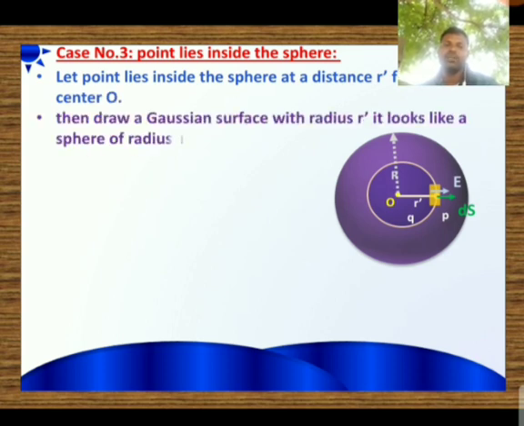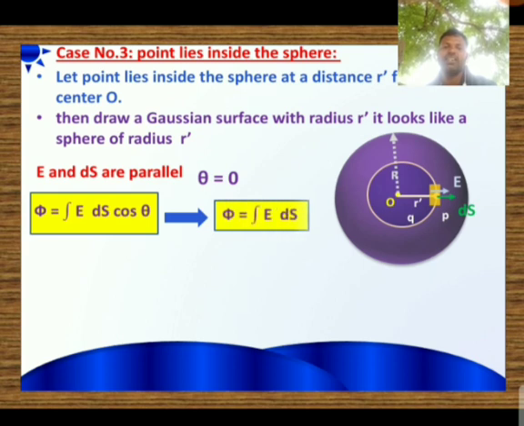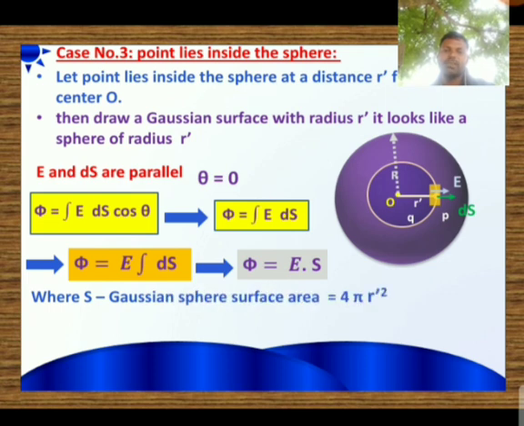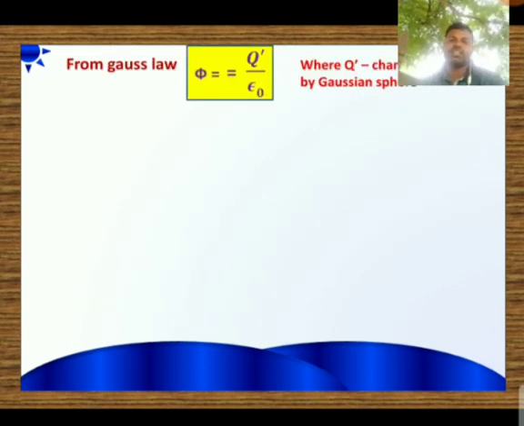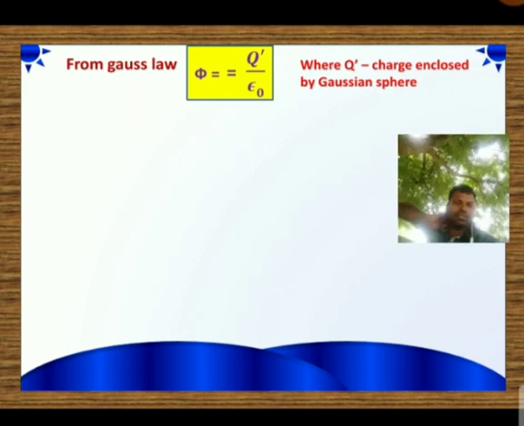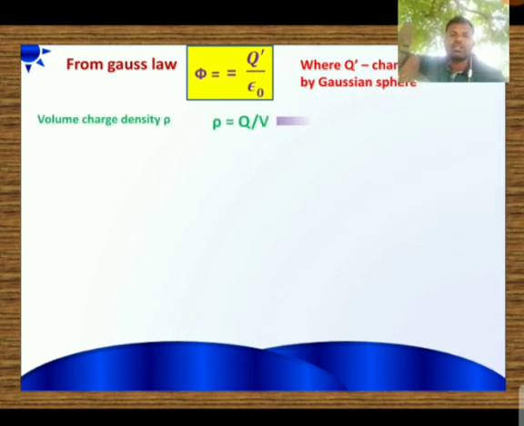Then I have to draw a Gaussian surface, and again I have to find the flux. Theta becomes 0, so flux is equal to E ds cos theta, just E ds. If I simplify, I will get just E into S. What is S? The Gaussian sphere surface area, 4 pi r prime square, right? This is the equation. Next, if I use Gauss law, what is Gauss law? Q prime by epsilon naught. Now Q prime is the charge inside the Gaussian sphere.